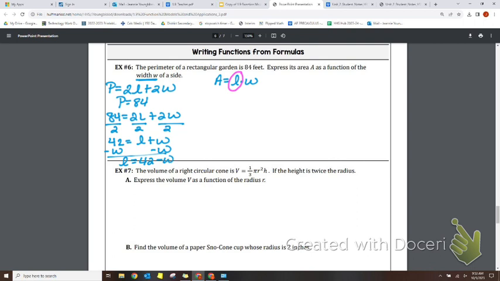All right, once we know that, we can come over here, we can plug it in. So we have area is equal to L, which we said is 42 minus W, times W. And then we could distribute that W to get rid of the parentheses. It looks a little cleaner. And so we get A is equal to 42W minus W squared.